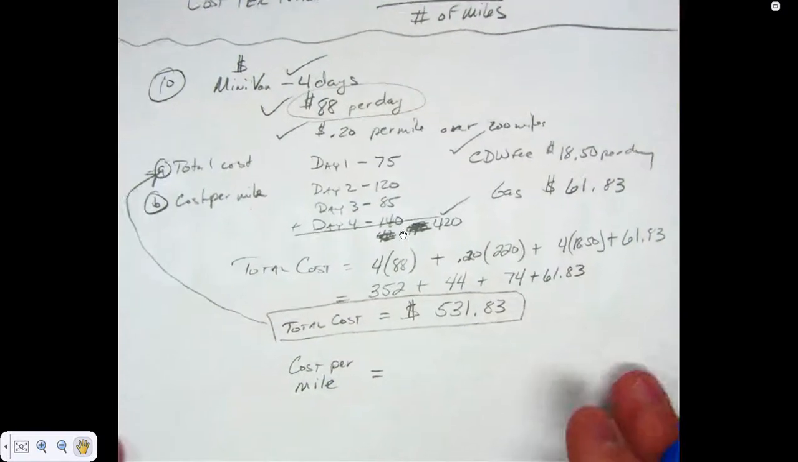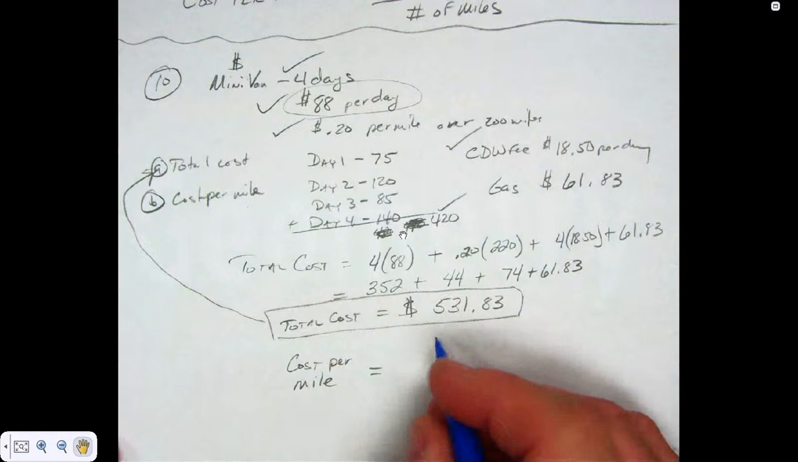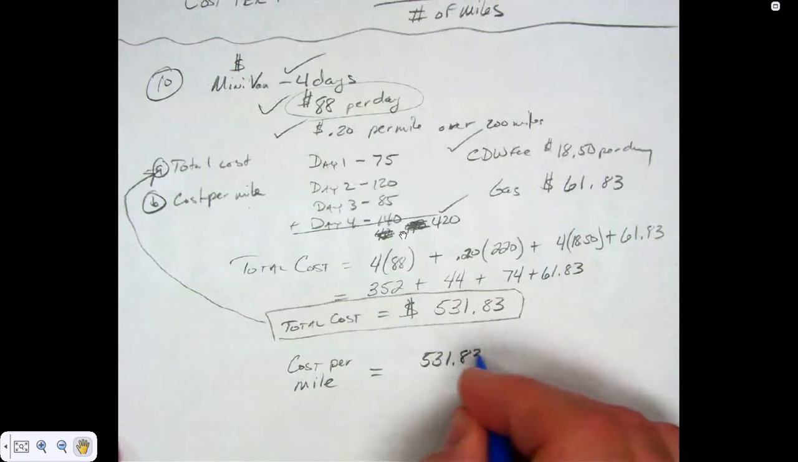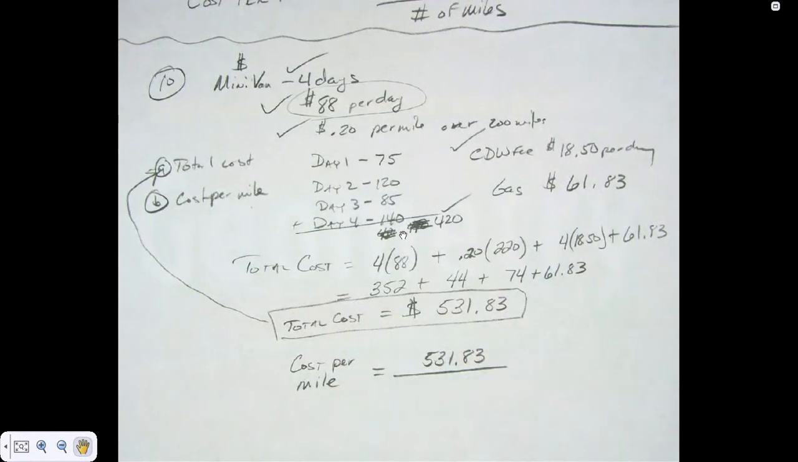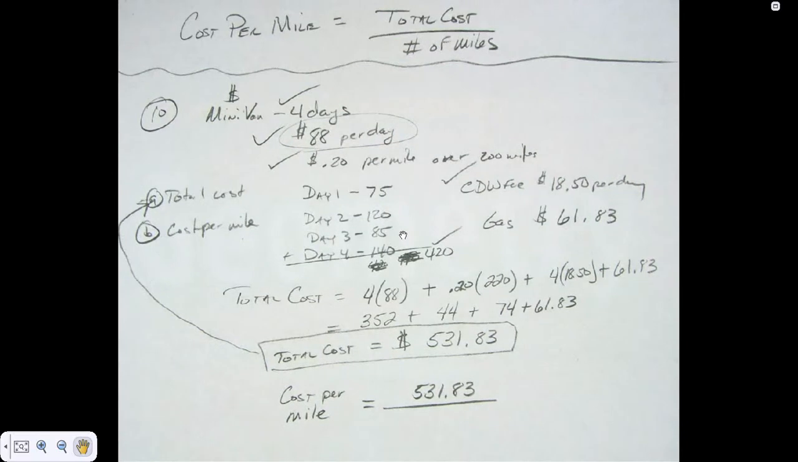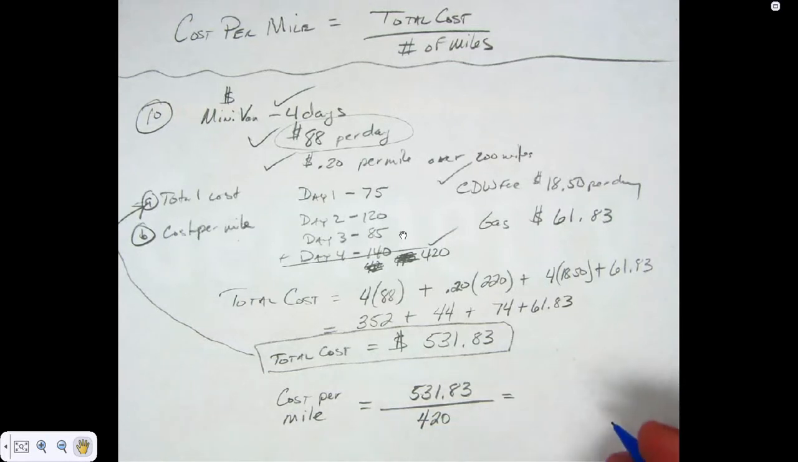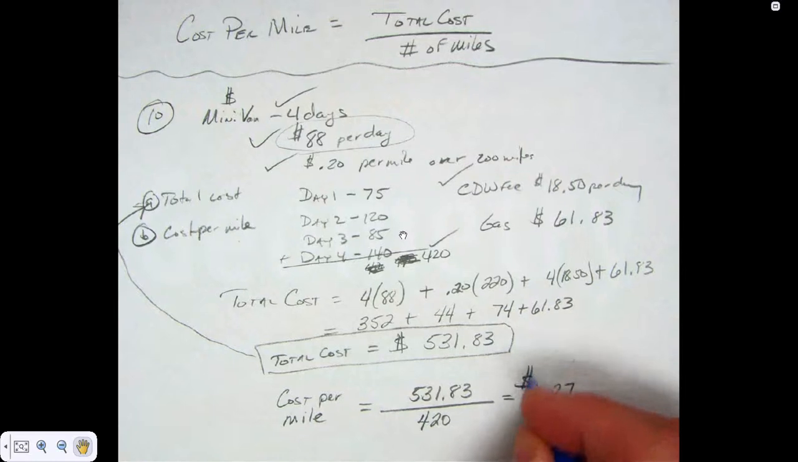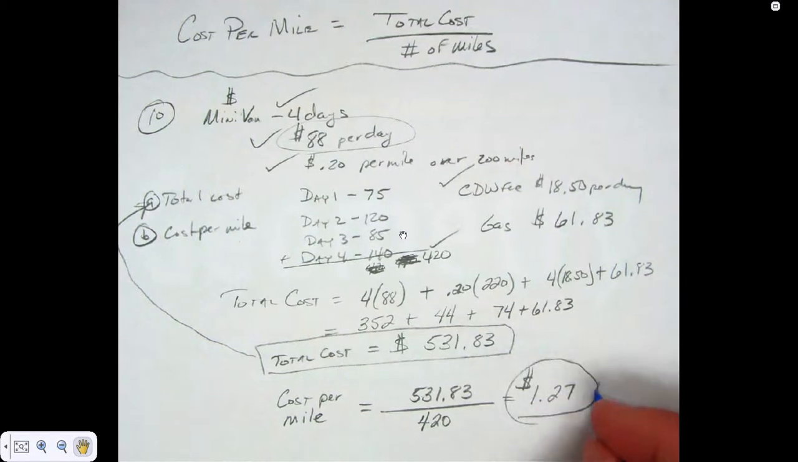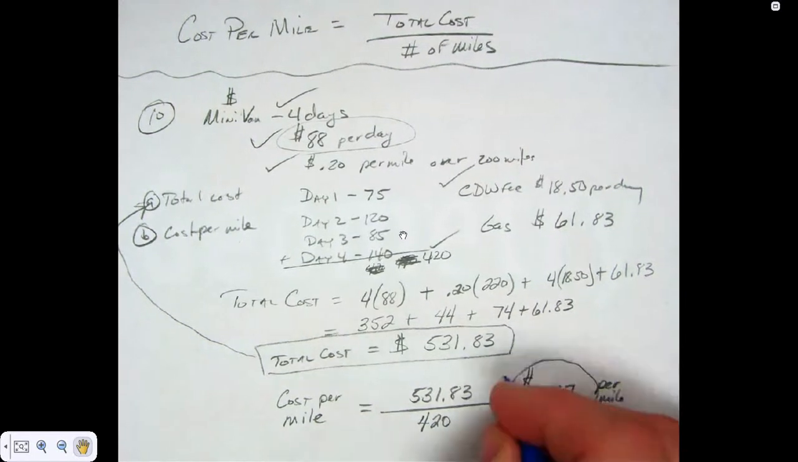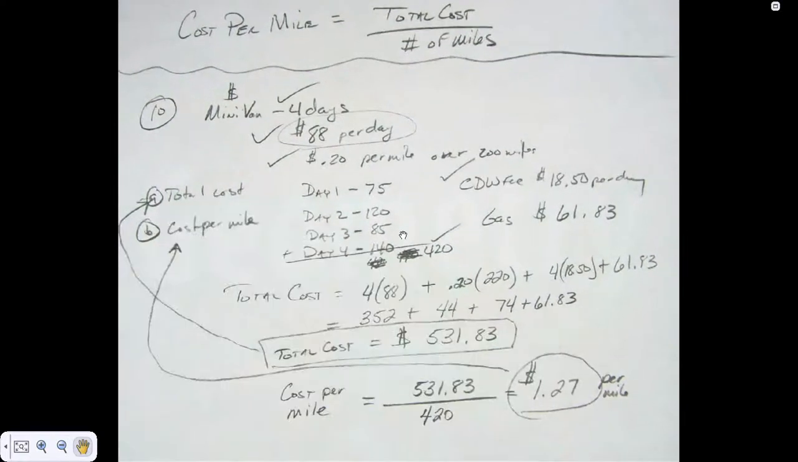Cost per mile. That's our total cost, which is what? 531.83 divided by our number of miles. Now, it doesn't say number of miles you paid for, just your total what? Miles. So how many total miles did we drive? 420. What do you get as an answer? 1.2662651. So $1.27. Yeah. So every time you drove a mile, you're spending $1.27.